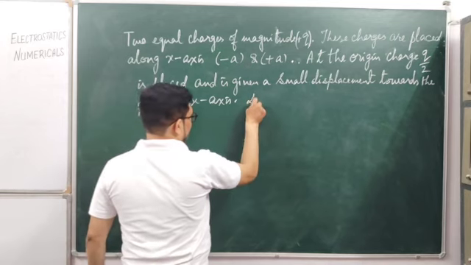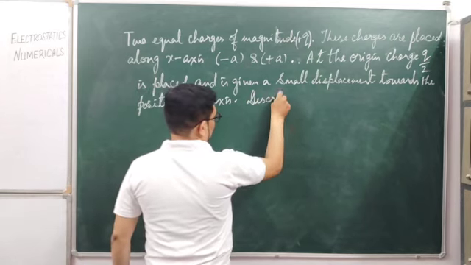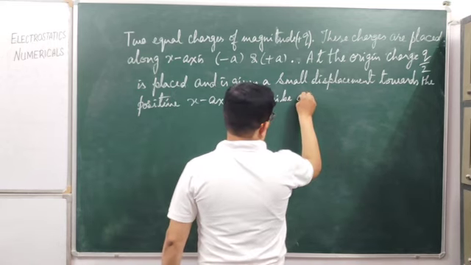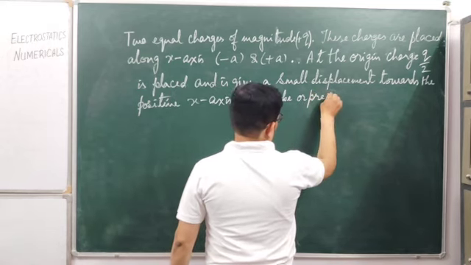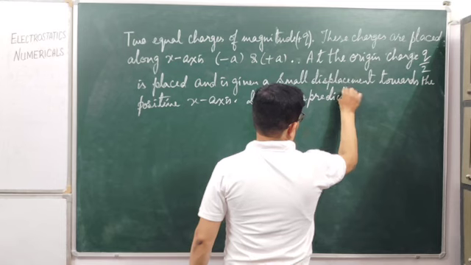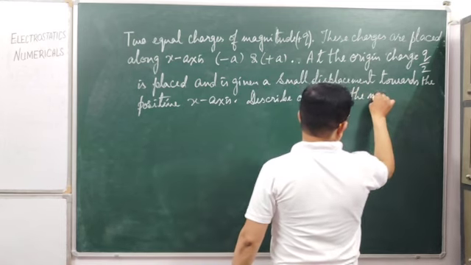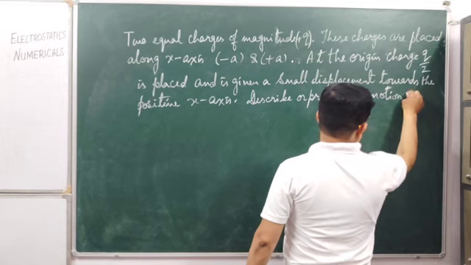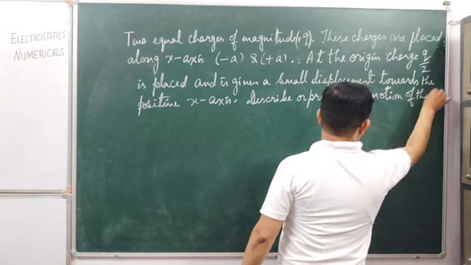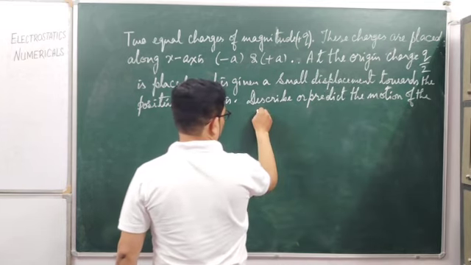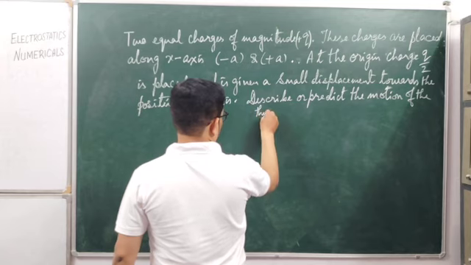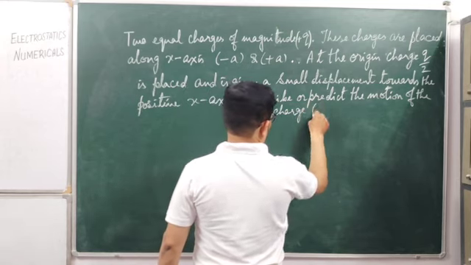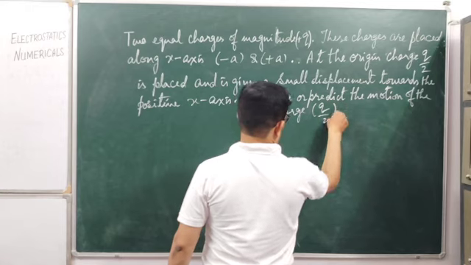The question is, describe or predict the motion of the charge. Which charge? Of this charge, which is Q over 2.